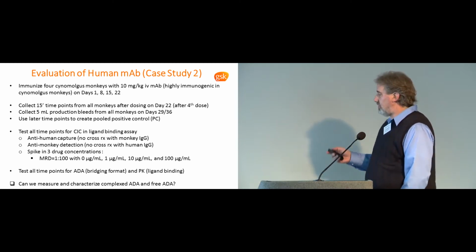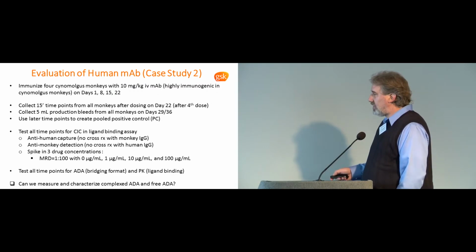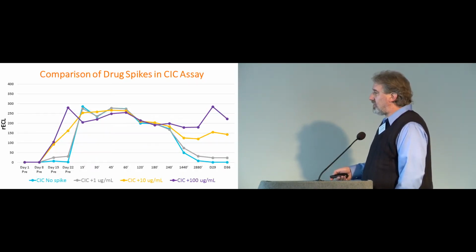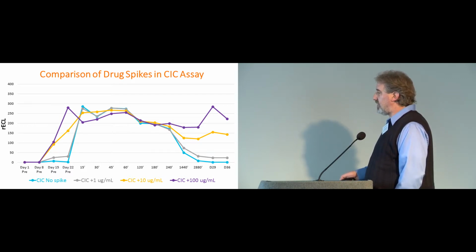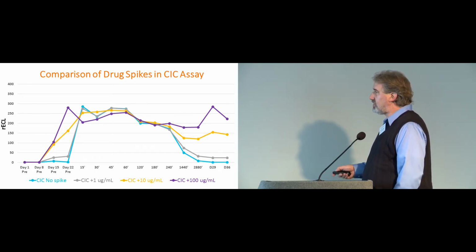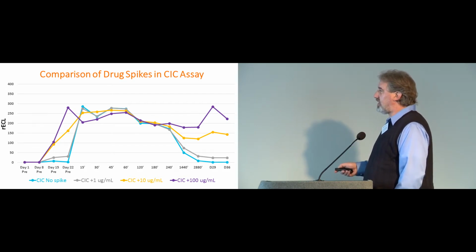So here's a sample representative of what one animal looks like. In this particular animal, day 1 and day 8, there's nothing going on. That's what we would have expected. But day 15, we see evidence of, here are the 4 drug spikes. The blue is the no spike, gray is 1 microgram per mil, yellow is 10, CIC is 100. We start to see a concentration-dependent response representing free ADA in the sample. Day 22, before the 4th dose, we see an even larger gap, and again, a concentration-dependent dose response suggesting free ADA, indicating that the assay is working very much as intended.